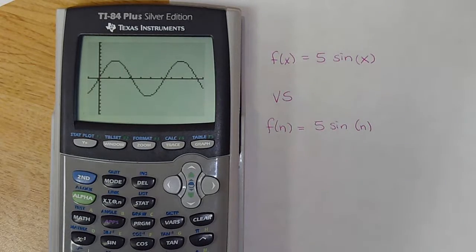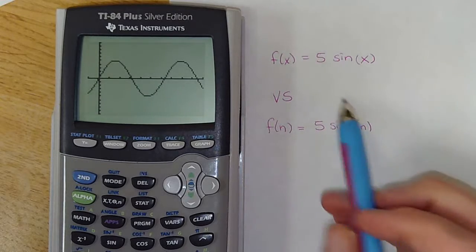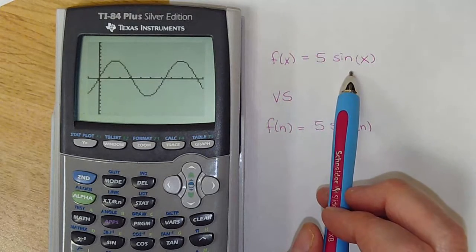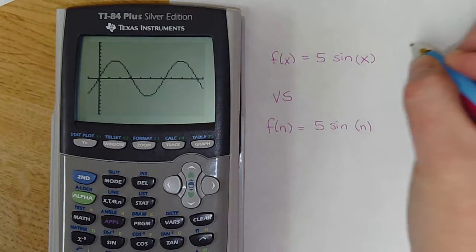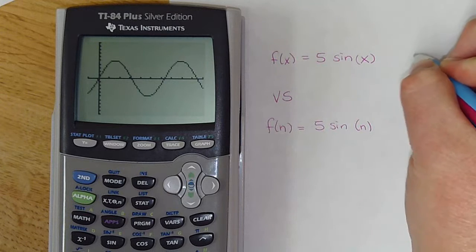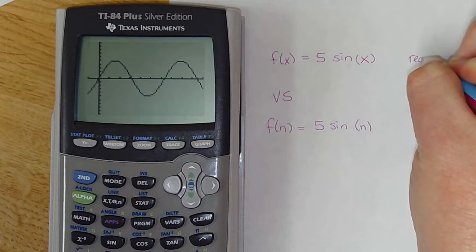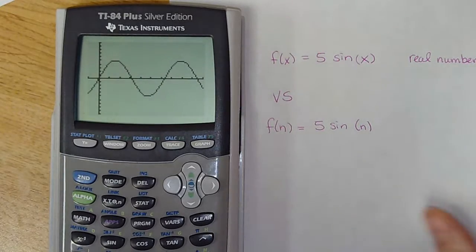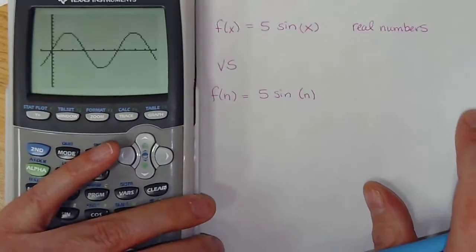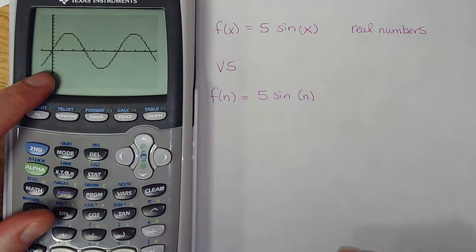Okay, so let's take a look at what happens when we plot a sequence. Right now what I have plotted is f of x equals 5 times sine of x. When we're plotting a function, what I'm looking at for my x values are real numbers, so all real numbers, or at least all the ones that are in the domain for that function. So we get a nice continuous looking function here in our graph.